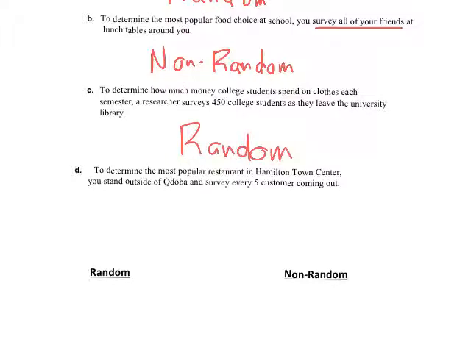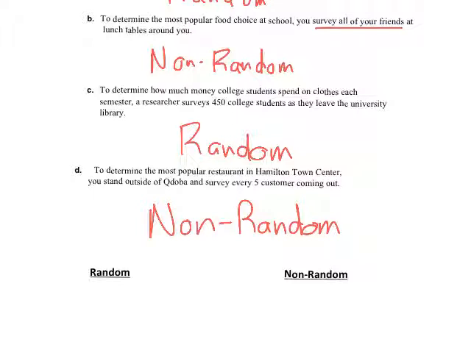And then D says, to determine the most popular restaurant in Hamilton Town Center, you stand outside of Qdoba and survey every 5 customers coming out. So again, it gives us a location. We look at Qdoba. Standing outside of Qdoba, would that sway the results if you're asking what their favorite restaurant is? I would argue yes, right? If you're surveying people coming out of Qdoba, you have a higher likelihood of people saying that they like Qdoba the most. So this one would be non-random. Okay, so that's looking at survey techniques.